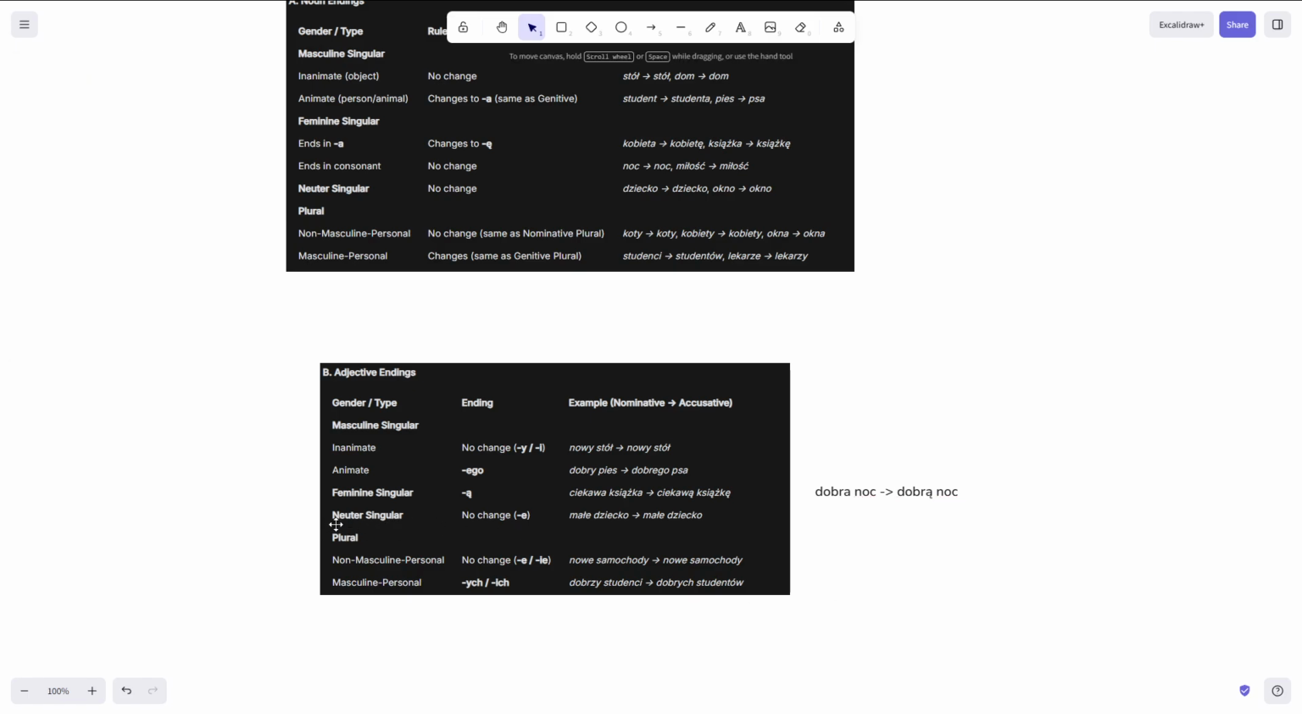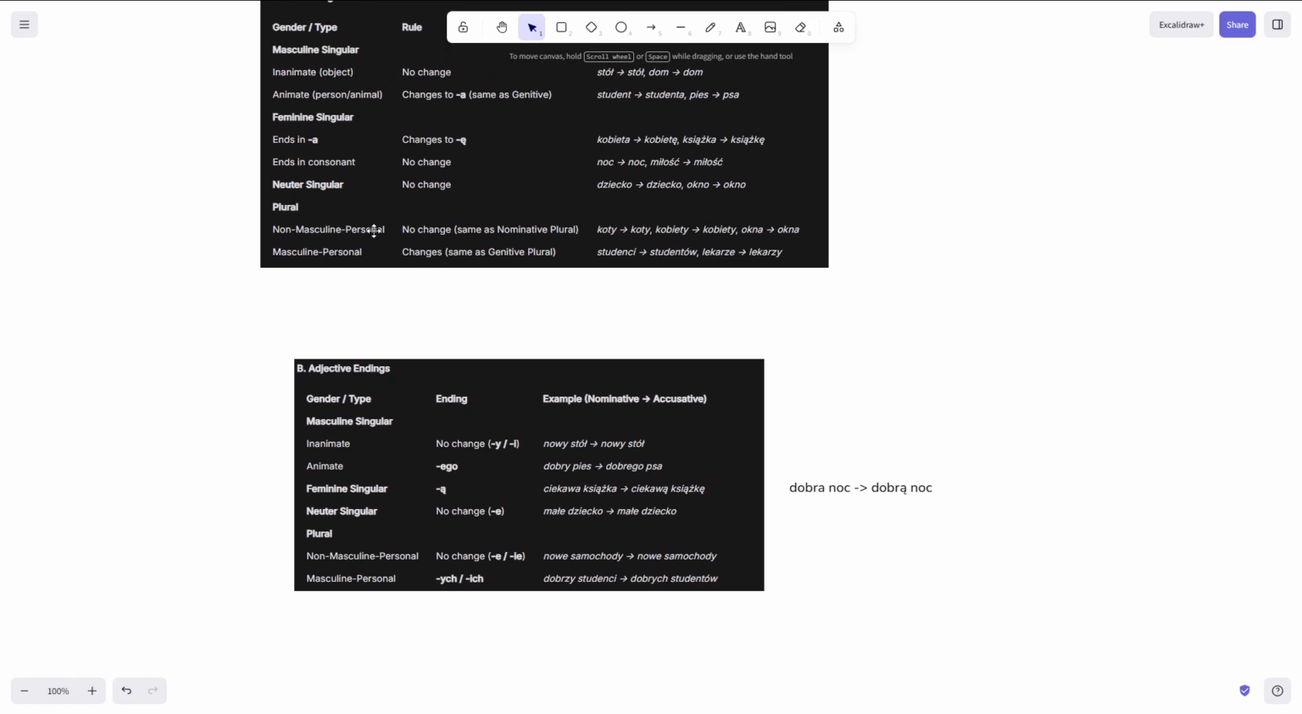Okay? And for adjectives describing neuter nouns, there is no change as well. Boom. I mean, as well as for masculine inanimate, okay? So there is no change. So neuter, literally nothing changes for neuter singular nouns or adjectives. Great. For plurals, the same distinction as for nouns. So non-masculine, so feminine plurals, neuter plurals, and masculine non-personal plurals, there is no change. Okay?